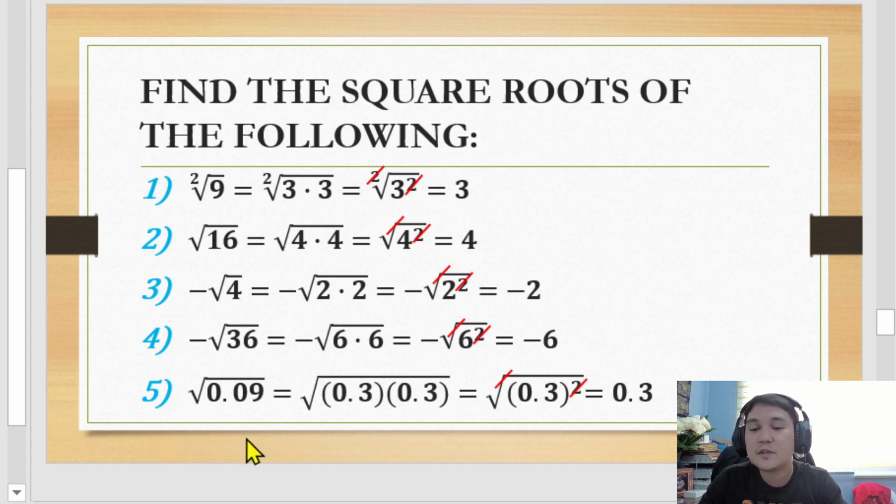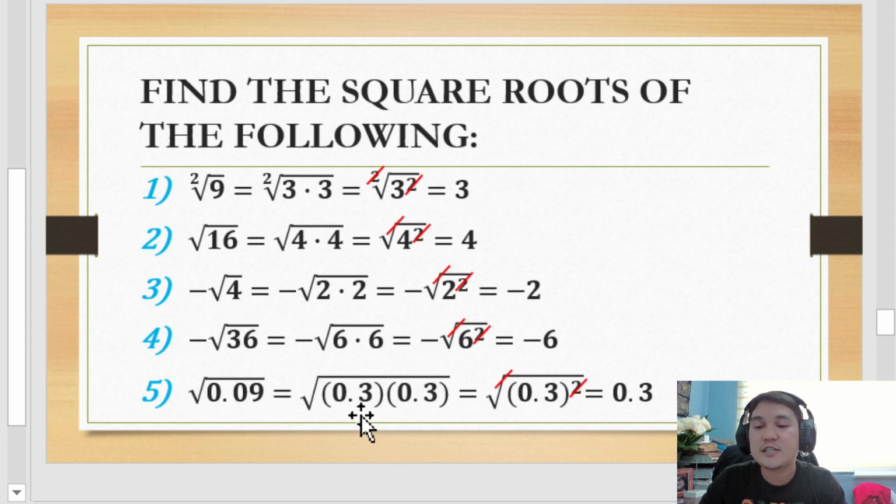In number 5, we will be dealing with decimal. So square root of a decimal number. So square root of 9 hundredths. So first, we need to copy the radical sign and then look for a number wherein if it is multiplied by itself, it will give us 9 hundredths. So that number is 3 tenths because 3 tenths times 3 tenths gives us 9 hundredths.